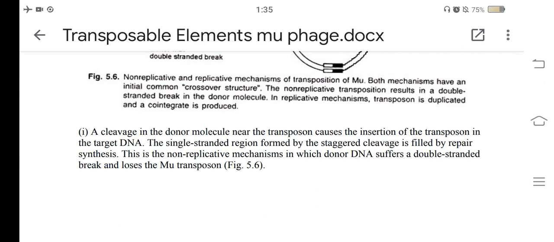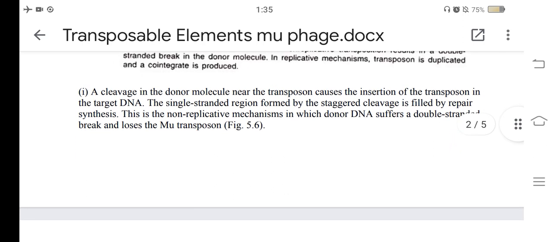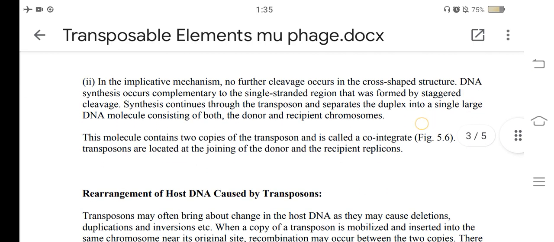Non-replicative and replicative mechanisms of transposition of Mu. Both mechanisms have an initial common crossover structure. The non-replicative transposition results in a double-stranded break in the donor molecule. In the replicative mechanism, the transposon is doubled and a co-integrate is produced. A cleavage in the donor molecule near the transposon causes the insertion of the transposon into the target DNA. The single-stranded region formed by the staggered cleavage is filled by repair synthesis. This is the non-replicative mechanism, in which donor DNA suffers a double-stranded break and loses the Mu transposon.